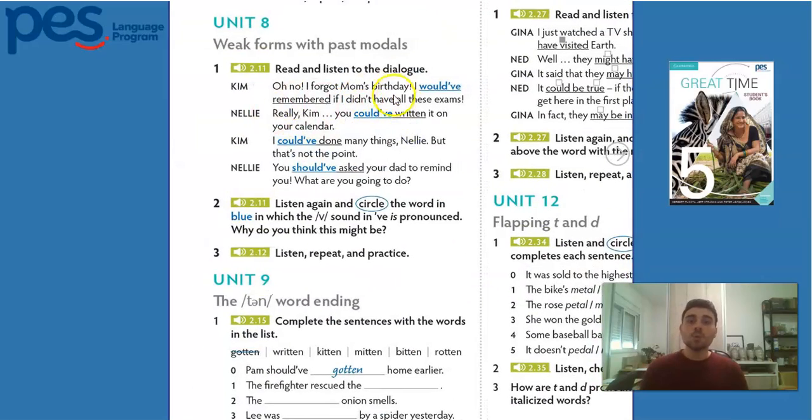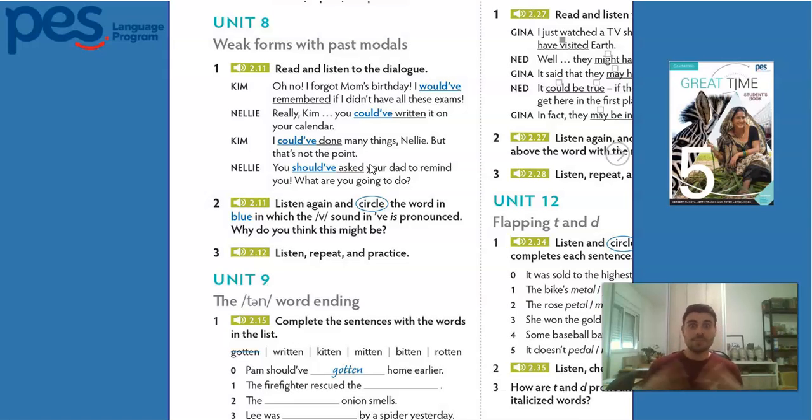Take a look here. We have this contraction, would and have, and you have the word remembered, right? Here you have could and have and the word written. Could and have and the word done. And the last one you have should and have, but then you have the word asked. What do these three words here have in common that this one is different? Can you tell me? Tick tock, tick tock.